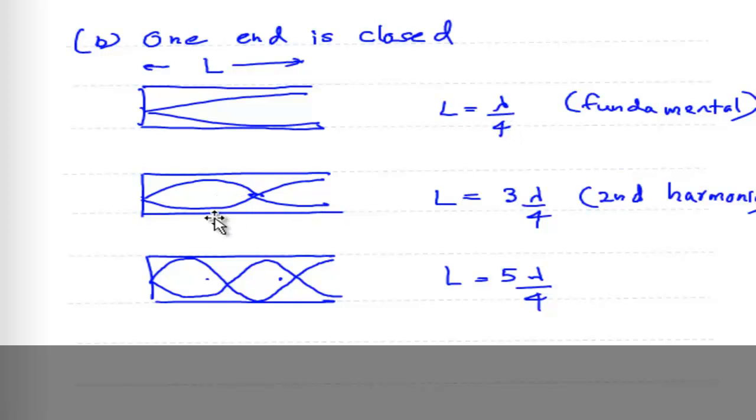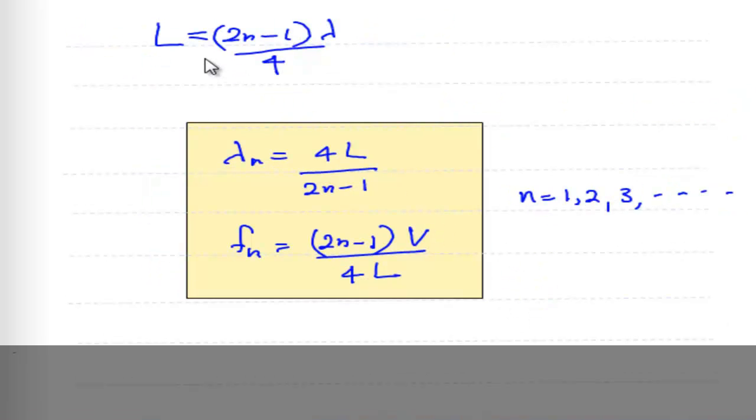And the second harmonic would have 1 full loop plus 1/4, so which is 3 times lambda over 4. And the third harmonic will have 2 full loops plus 1/4, so that's 5 times lambda over 4. So this way we can write for the nth mode, which is (2n minus 1) lambda over 4. So the wavelength of the nth mode is 4L divided by (2n minus 1). And the frequency of the nth mode is (2n minus 1) V over 4L, and n equals 1, 2, 3, 4, and so on.